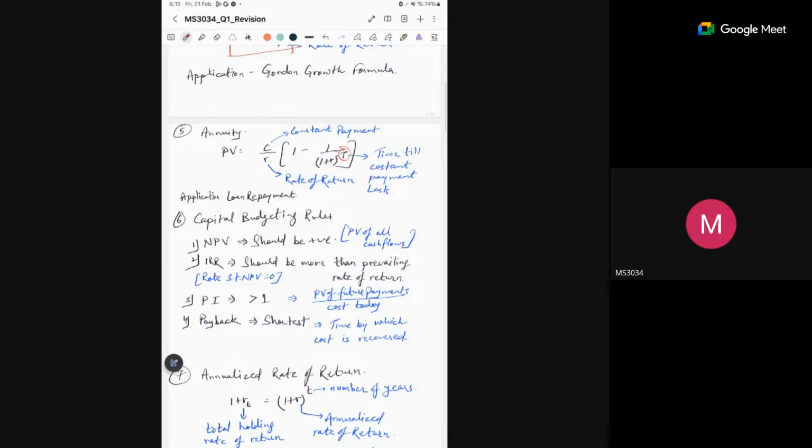And in week 3 we started our discussion on the capital budgeting rules, which say which project should be taken up and which project should be avoided. There are four major types of capital budgeting rules which we discussed. First one is the net present value.